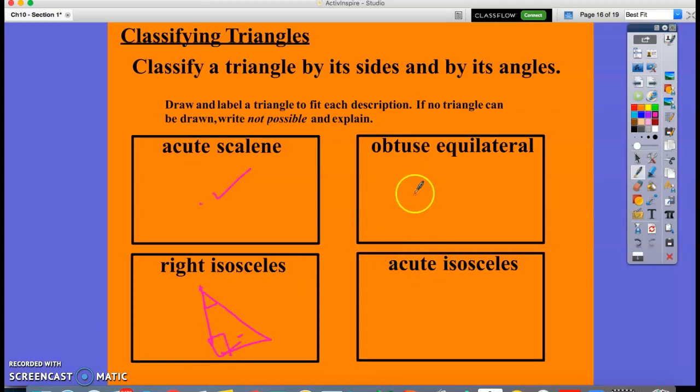Now acute equilateral. Equilateral means all the sides are equal, right? And can I make an obtuse triangle with an equilateral triangle? No, right? This is not possible, right? An acute isosceles. Yes, we can, right? Because an equilateral triangle is an acute triangle, right? An isosceles too, right? So this will be 60, 60, 60. So all these things we can do, but we cannot make an obtuse equilateral triangle. So that's basically it, and then you should be able to do all the problems.